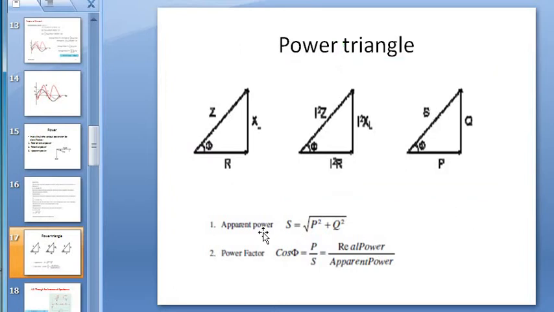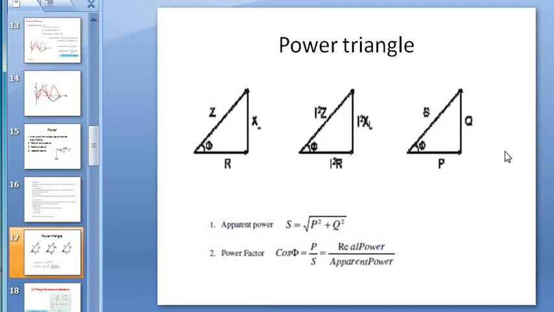The apparent power is total power. Mathematically, from this triangle we can say S is equal to what? Square root of P square plus Q square. S is equal to square root of P square plus Q square.